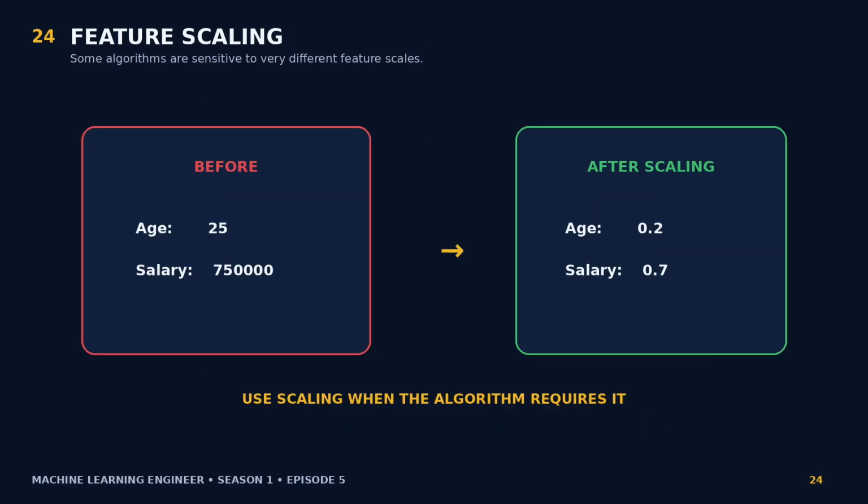Some algorithms are sensitive to the scale of numerical features. Imagine one feature ranges from 0 to 100, while another ranges from 0 to 1 million. Depending on the algorithm, the larger numerical scale can influence the learning process. Techniques such as standardization or normalization can bring features into more comparable ranges, but scaling is not necessary for every algorithm. So, the preprocessing strategy should depend on the model.